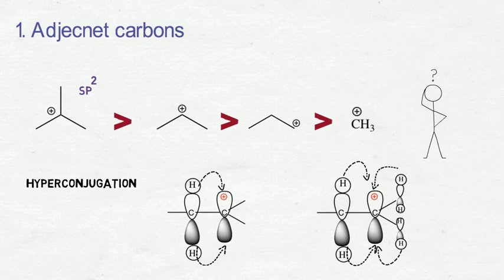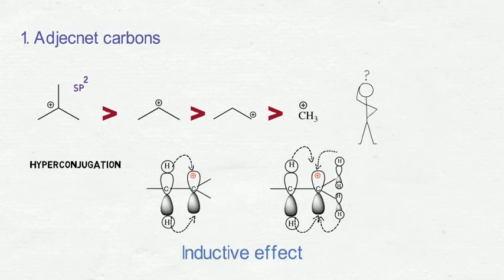stable the carbocation is. Depending on the textbook you use, you might also read that the alkyl groups shift the electron density toward the positive charge as they are electron donating. This is called inductive effect. Thus, the more alkyl groups there are, the more electron density is shifted toward the positive charge, and that is why the more substituted carbocations are more stable.